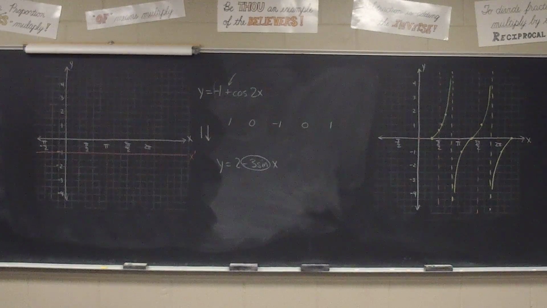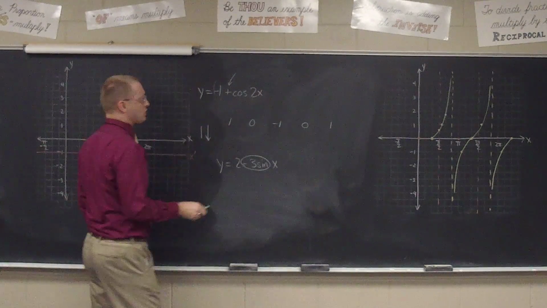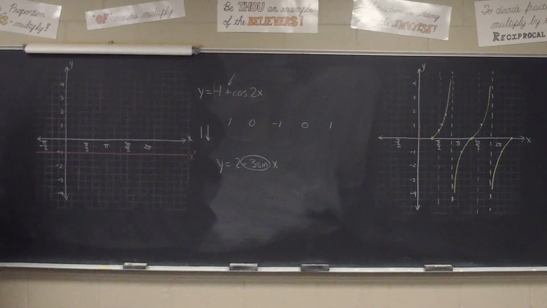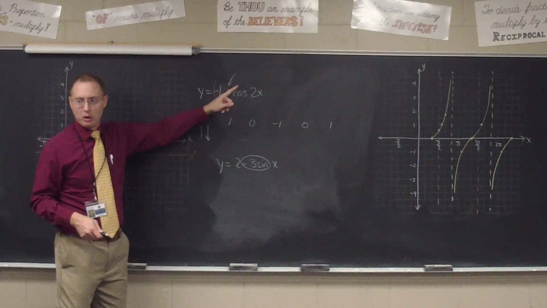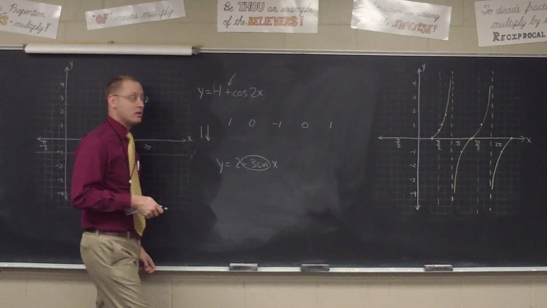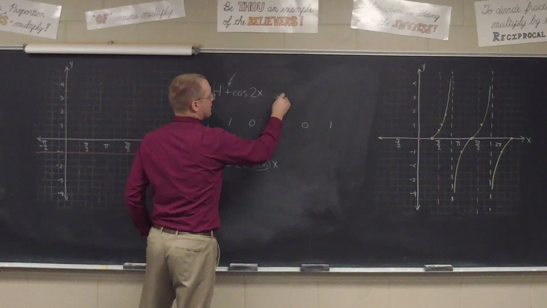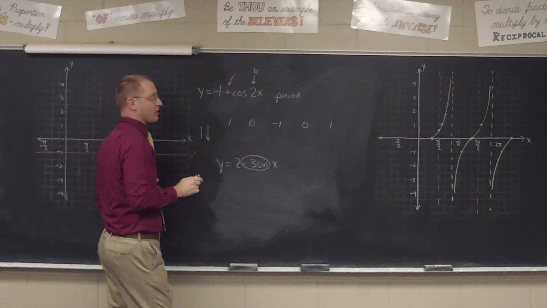There's one other little subtle change here. Is this 2? Does this change the amplitude? Should I do 2, 0, negative 2, 0, 2? No, that would be if it was multiplied in the front. When it's multiplied by the angle, what is it changing? The period. Remember, this number can be represented by the letter b.